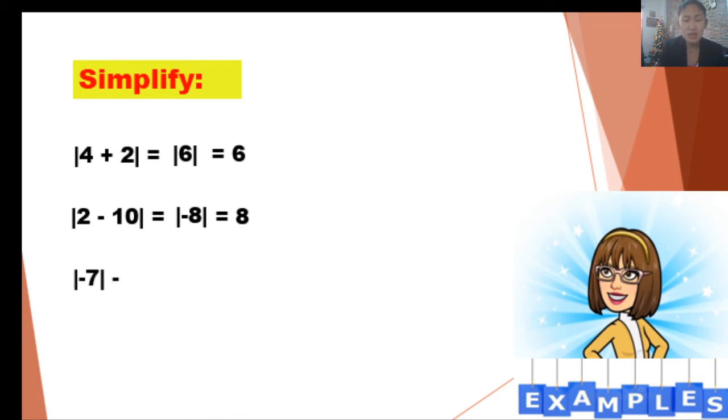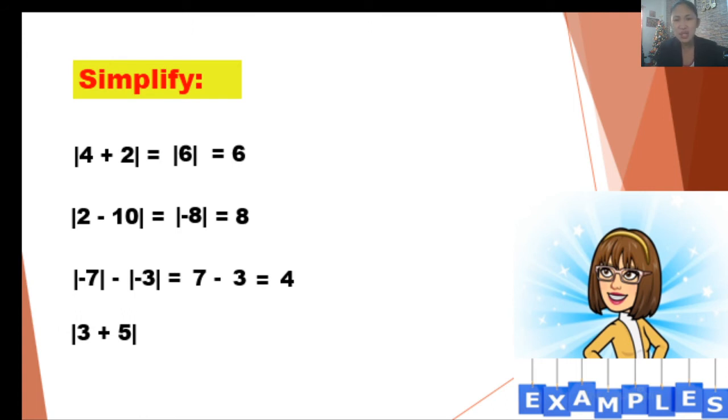How about this? The absolute value of negative 7 minus the absolute value of negative 3. In this kind of example, you have to find first the absolute value of each number there. So the absolute value of negative 7 is 7, minus the absolute value of negative 3, which is 3. Then subtract now. That is equal to 4. Are you following?